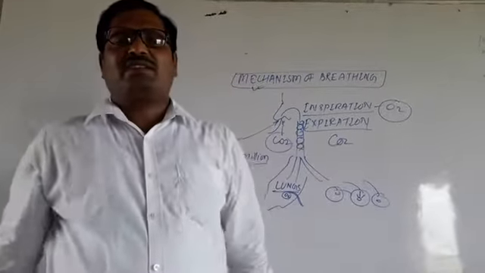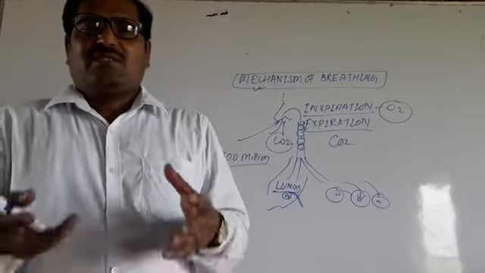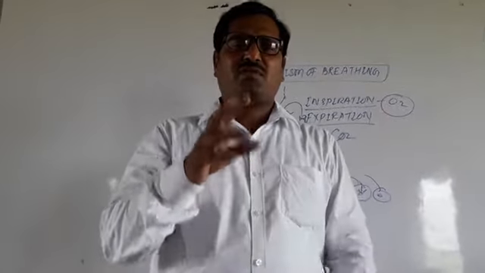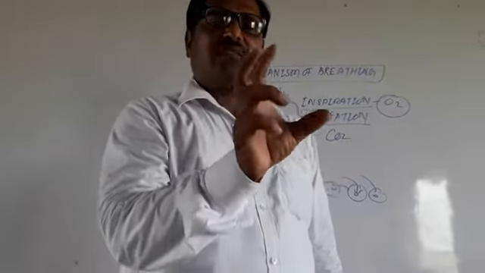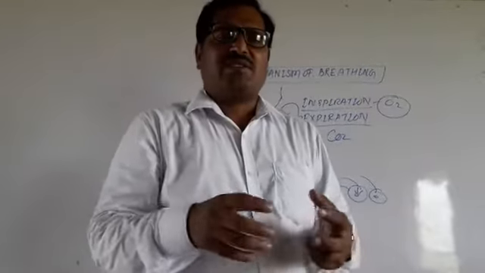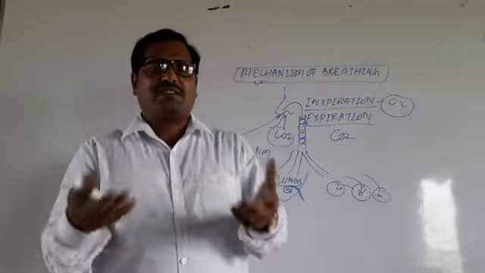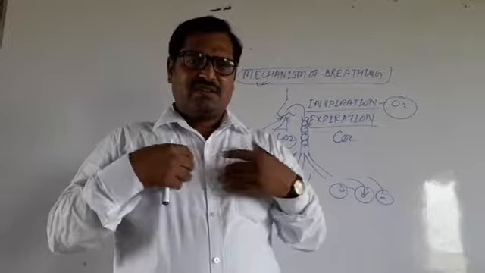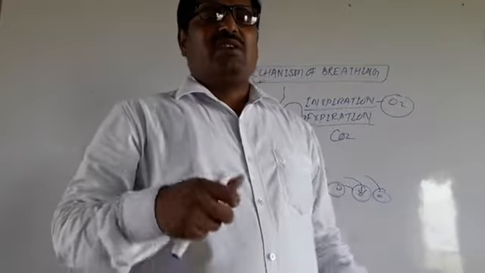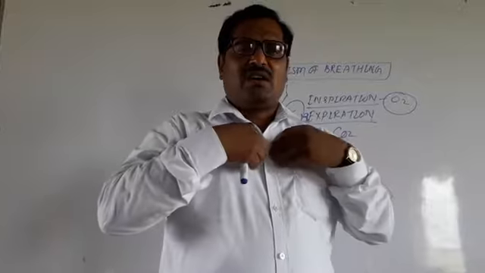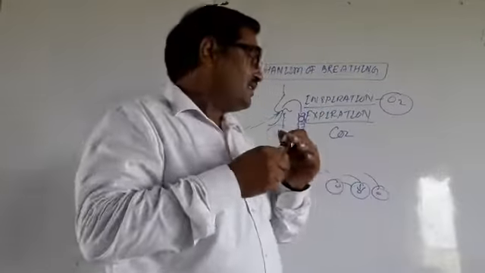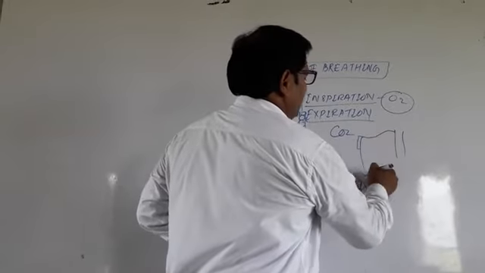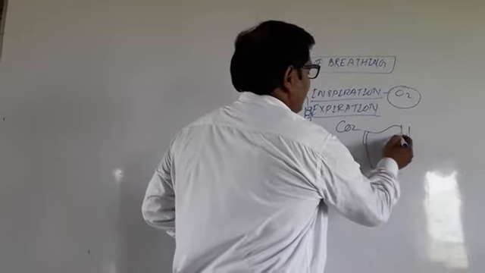Now, in the mechanism of breathing, what happens? First of all, we should go through some topics, and the processes by which the mechanism of breathing is accomplished. When we look at our chest cavity in the figure, we have 24 ribs. So we have the chest cavity, and there are many ribs.